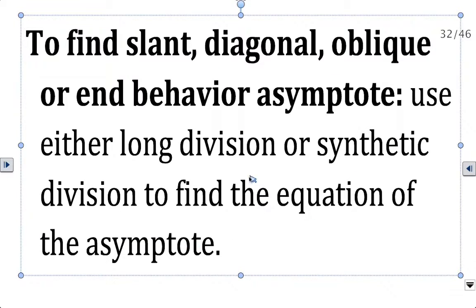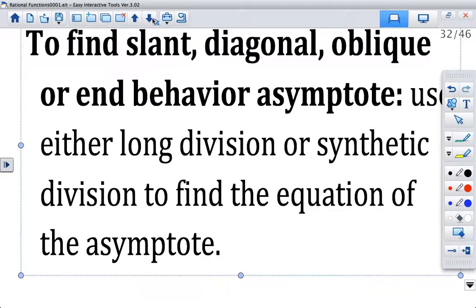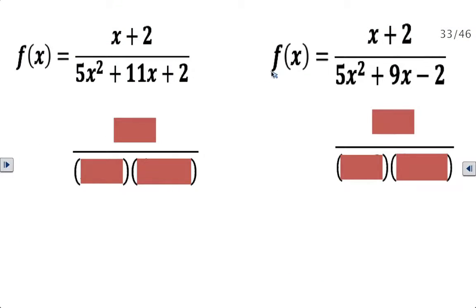And with these, it'll be something like y equals mx plus b, or it'll be something like y equals some number x squared plus or minus some other number. Okay, so it's actually going to be an equation for your slant or end behavior asymptote. All right, so those are your notes. Let's go ahead and look at possible equations.